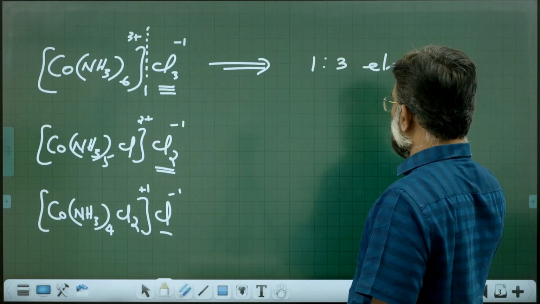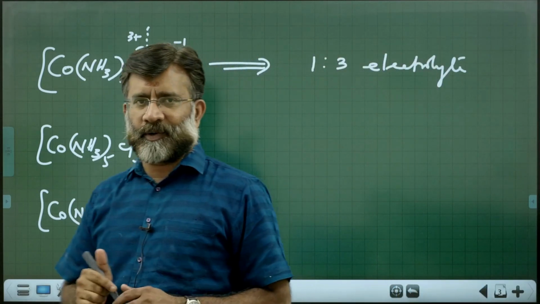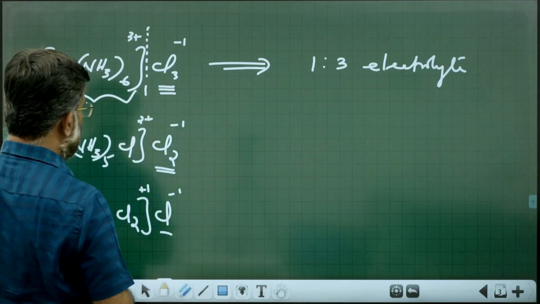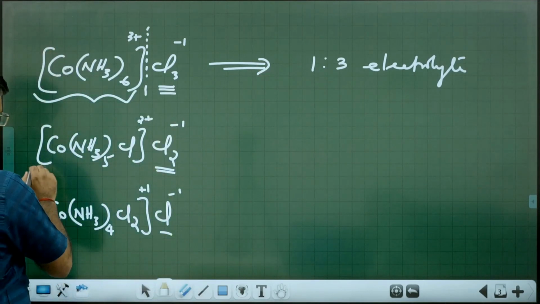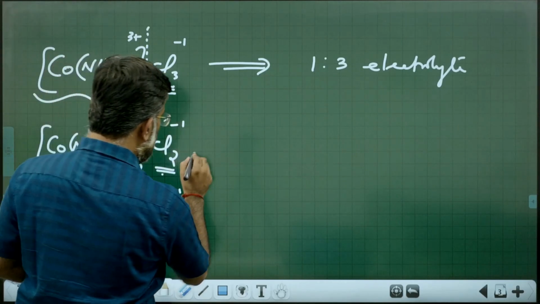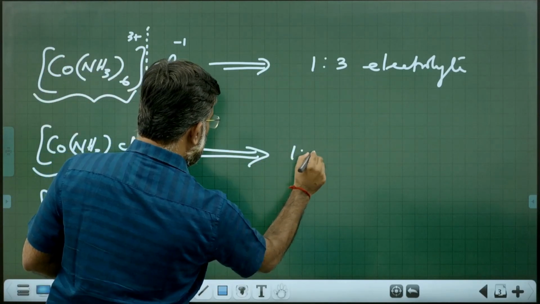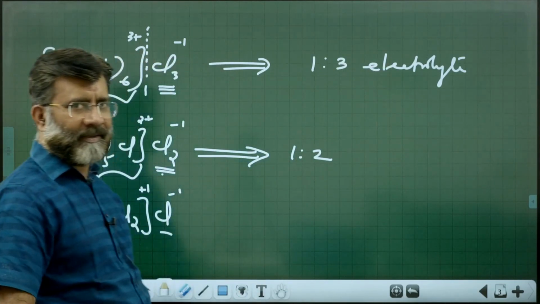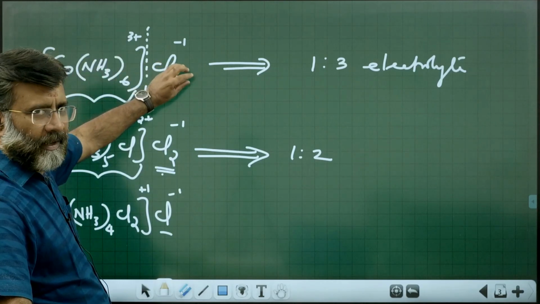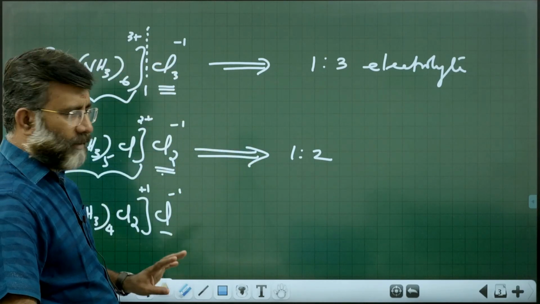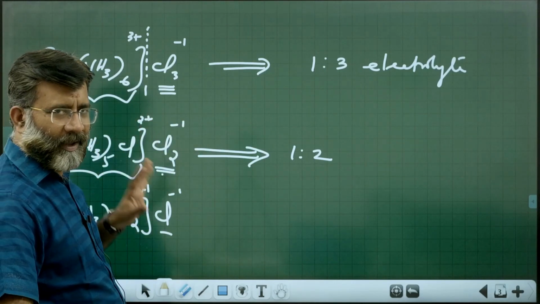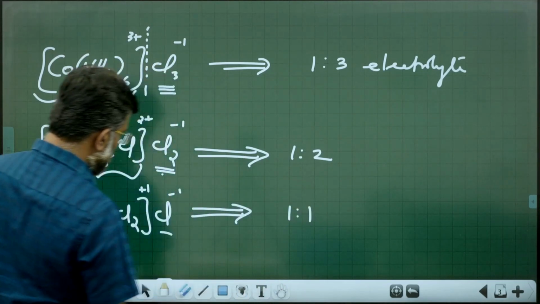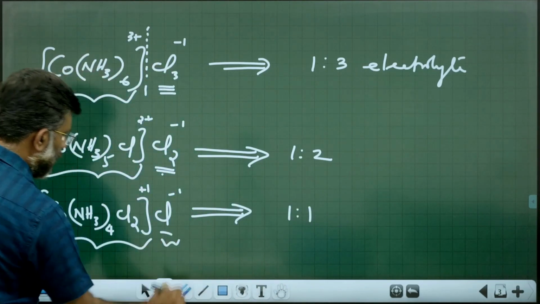1,3 type electrolyte. What is meant by 1,3 electrolyte? 1,3 electrolyte means 1 cation, 3 anion. That is 1,3 electrolyte. So what is this? 1 cation, 2 anion. What we call it as 1,2 electrolyte. So this is 1,3 type electrolyte. What is 1,3 type? 1 cation, 3 anion. What is 1,2 type electrolyte? 1 cation, 2 anion. Then what is this? It is 1,1 type electrolyte. 1 cation and 1 anion.